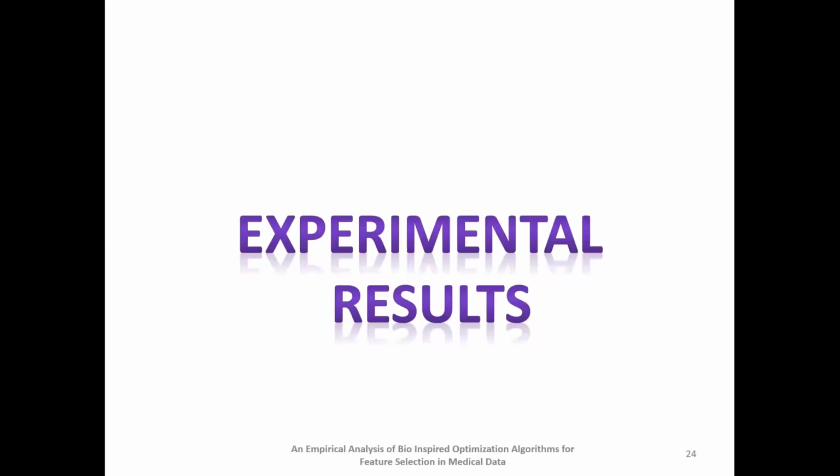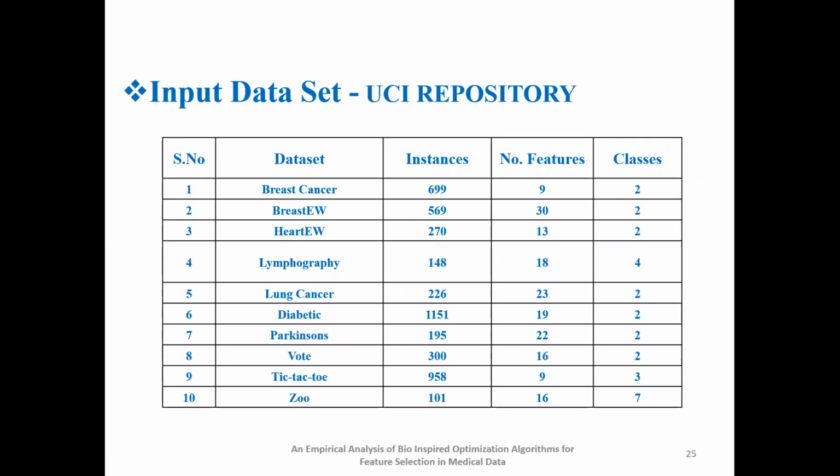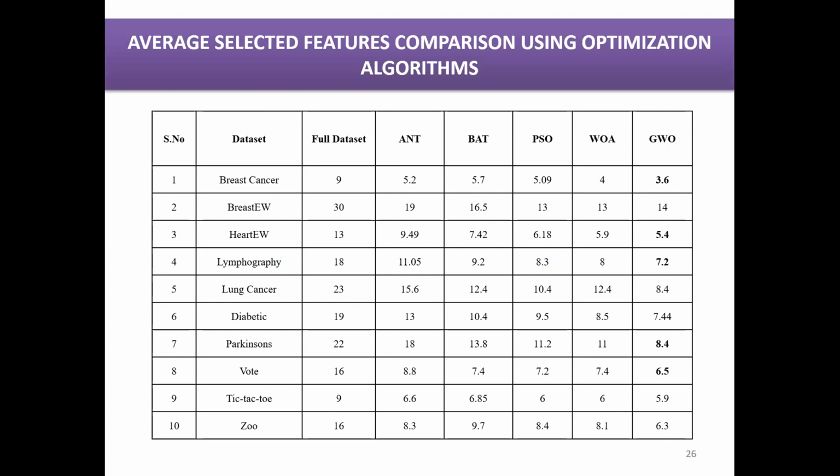And these are my experimental results. These are the data sets I have used. These are the 10 data sets I have used, with instances, number of features, and number of classes. This is my table. It shows the average selected features comparison between the data sets. First it shows the different types of data sets and the features of the data sets. By using these features with the optimization, it has a reduced number of features.